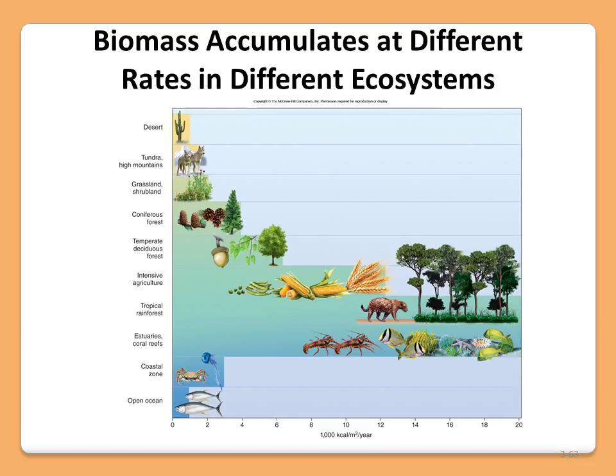And estuaries are pond-like areas between the ocean and the land that are sort of half saltwater, half freshwater. And coastal zones, and then going to the open ocean, you start to see a drop-off in the amount of living things living condensed within a certain area.